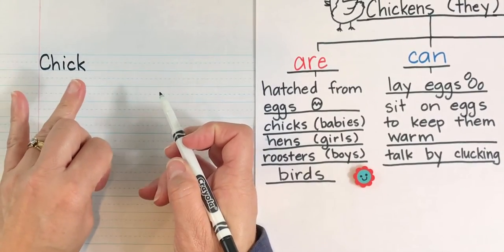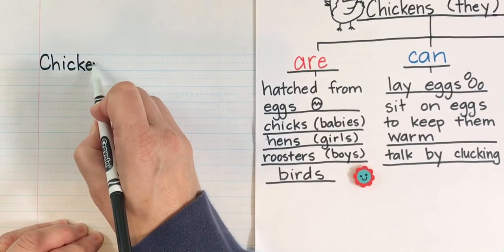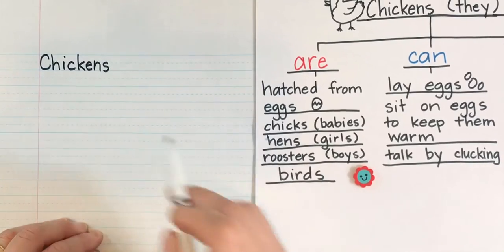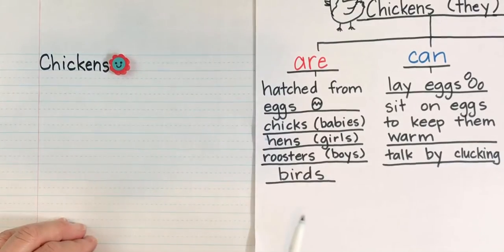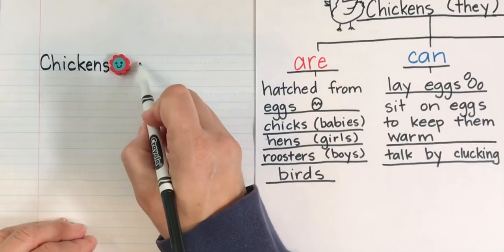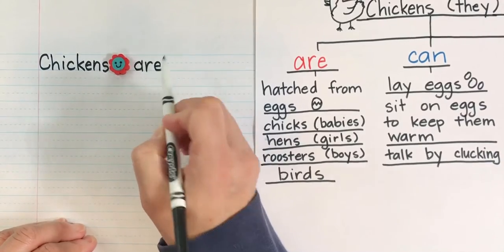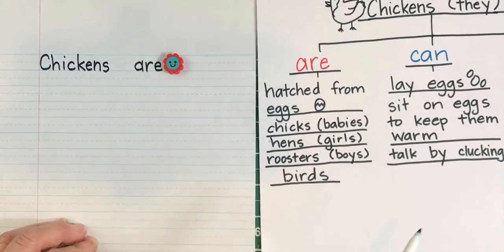Chick ends. E. N. Chickens. There's the word chickens. Then I leave my space. Chickens are. That's my sight word. I have to know that R is A-R-E. Chickens are birds.